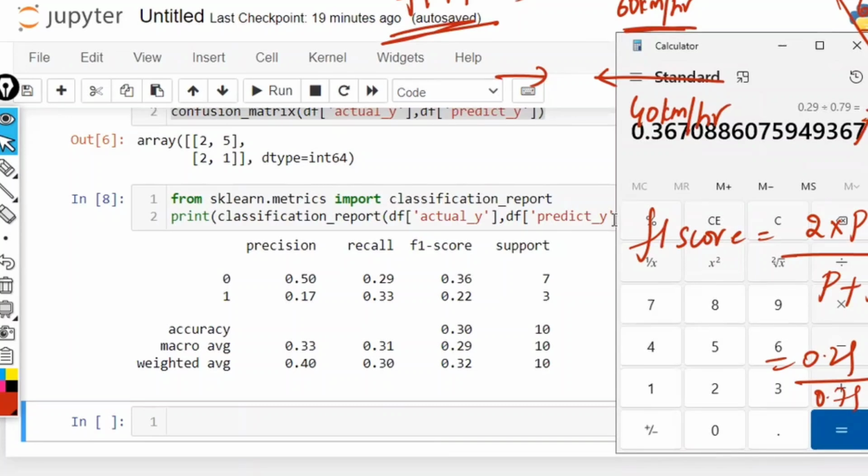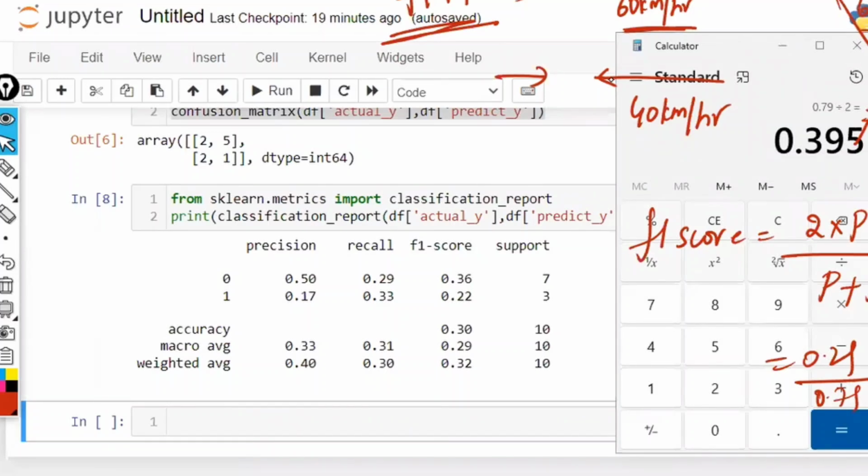Is that clear? It is not the average of these two. If you apply the average directly, you get 0.5 plus 0.29 divided by 2, which means 0.395 would be there. It is not the arithmetic mean. It is the harmonic mean. Is that clear? So F1 score is the harmonic mean of precision and recall. Done?